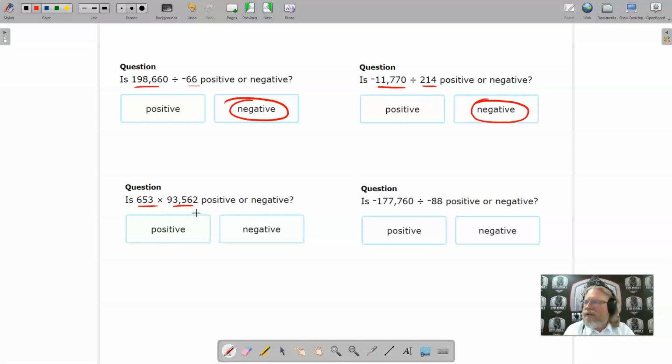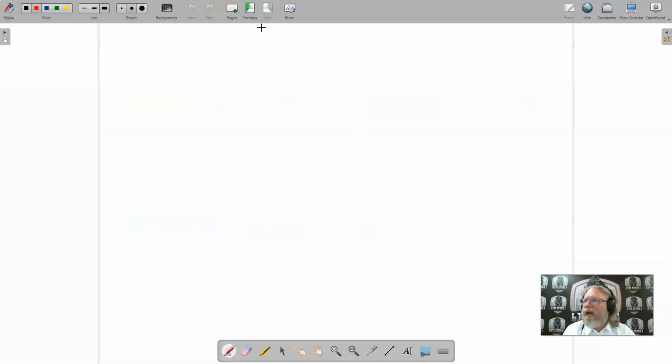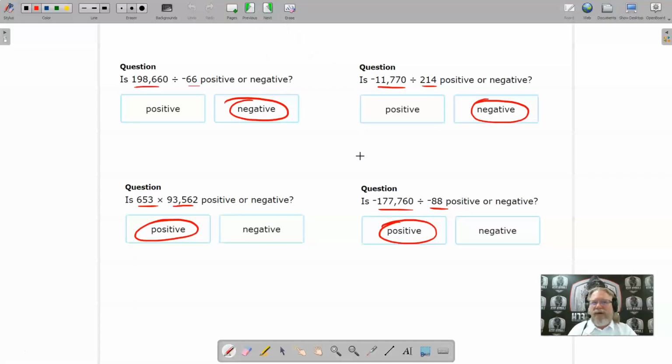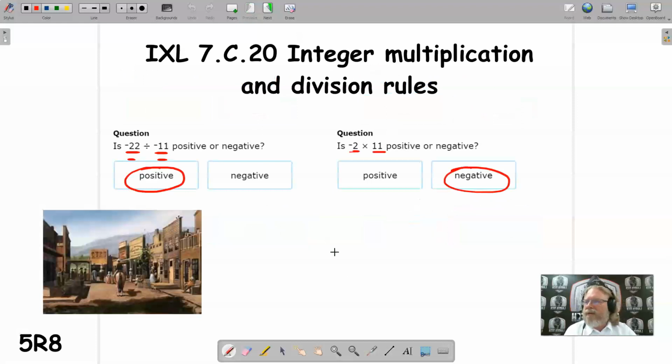Here we have a positive and a positive, so they're the same sign. Positive times positive equals positive. And in the next problem, these are the same sign also. They're both negative, so the answer is going to be positive because a negative divided by a negative equals a positive. And, well, that was all of them. Those are all my examples for IXL 7.C.20, Integer Multiplication and Division Rules. Is the quotient or the product going to be positive, or is it going to be negative? You don't have to calculate it. You just have to determine and tell what the answer is going to be. Good luck with the activity.